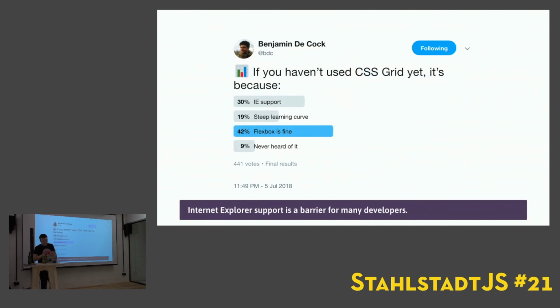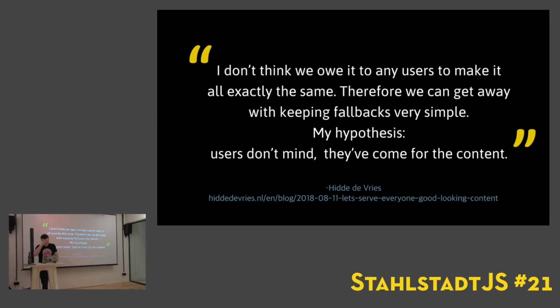And browser support seems to be a barrier for developers. Someone asked online, if you haven't used CSS Grid yet, it's because Flexbox is fine. I mean, that's fine if Flexbox is fine, right? And 30% said IE support. And I think that shouldn't be a barrier. If we apply progressive enhancement, we can serve older browsers or legacy browsers a basic layout version of our sites and then just improve the experience for newer browsers. At least that's how I do it.